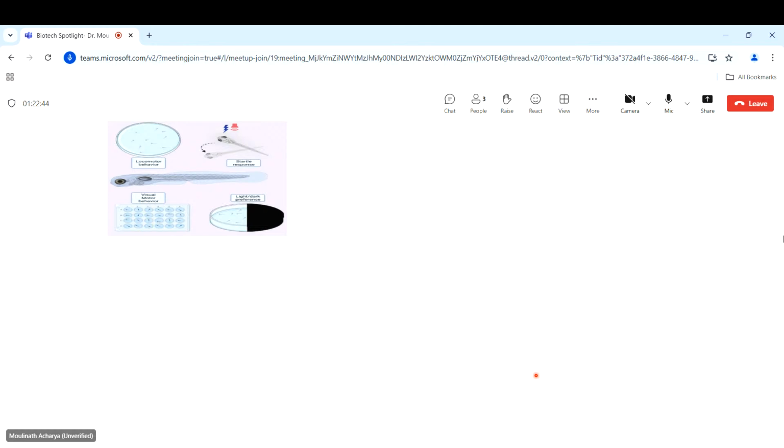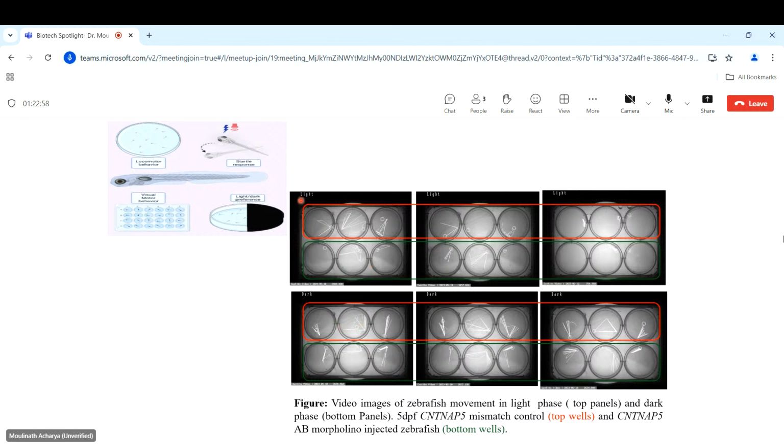What we have done next is look at the locomotory behavior of the zebrafish, because if their vision is problematic, that should be reflected in their locomotory behavior. This is not a video, but we have taken the video. Unfortunately, I could not place it here. What we have done is use a 6-well plate where the top panels are all mismatch controls and the bottom panels are all CANTNAF5 morphants, and we have looked into their locomotory behavior in the dark and light cycles.